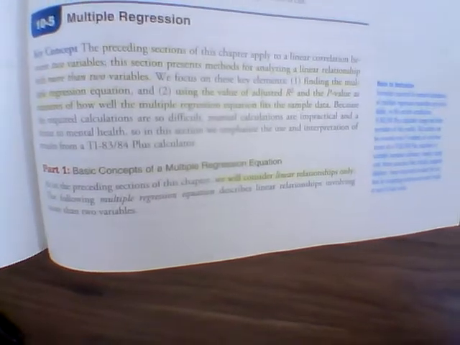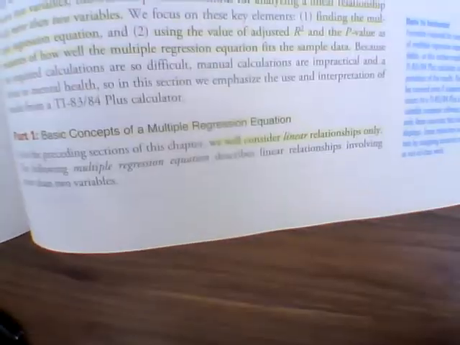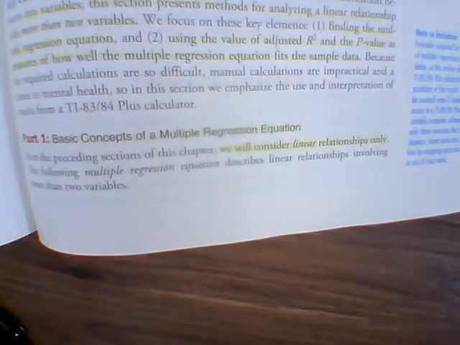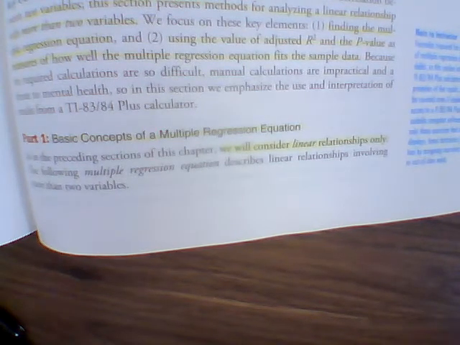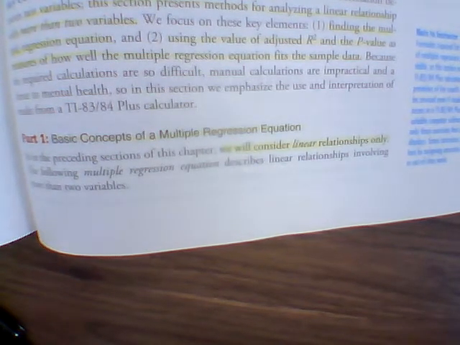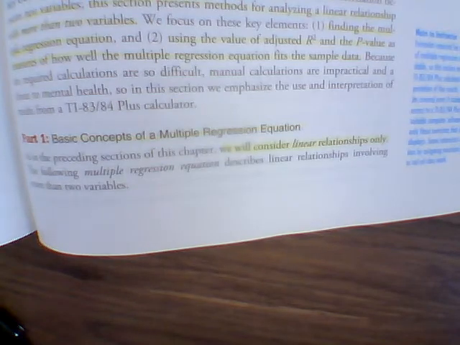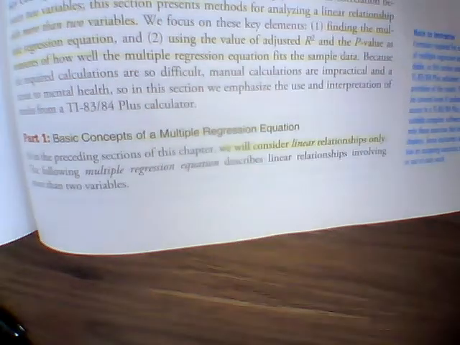as measures of how well it goes. So, some of the basics. We will consider linear relationships only. Multiple regression lines can go to many different things, but we're not going to take a look at anything else besides linear.